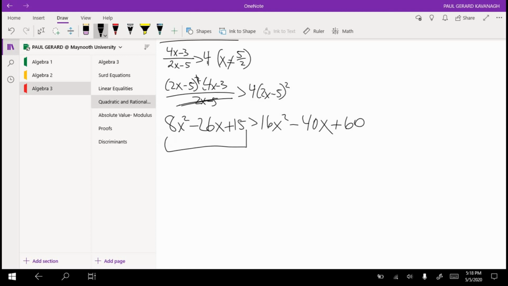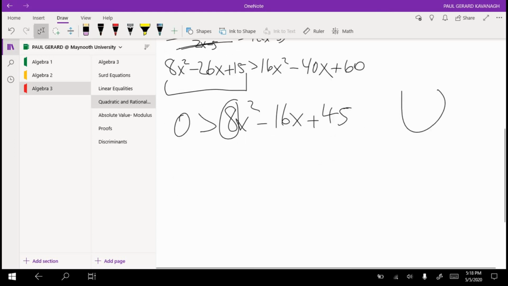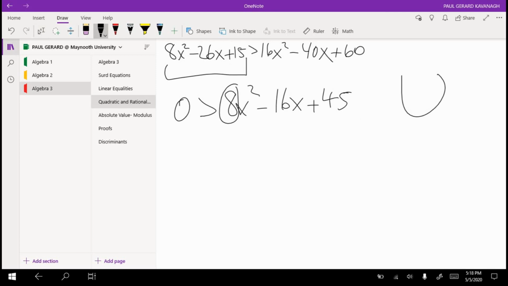So what this will look like now is 0 is less than 8x squared minus 16x plus 45. Okay, so now what you do is you basically try to find the roots. But first of all, you have 8 here, so what that means is you have a U shape. Okay, so now what we're going to say is find out the roots. So 0 is less than, so let's try to find this out.